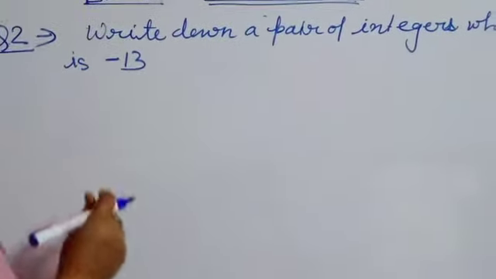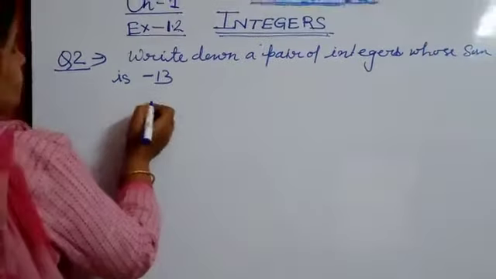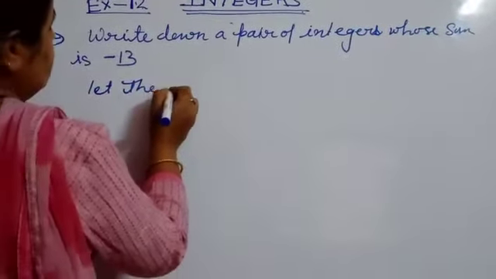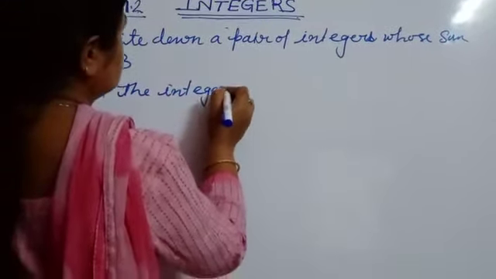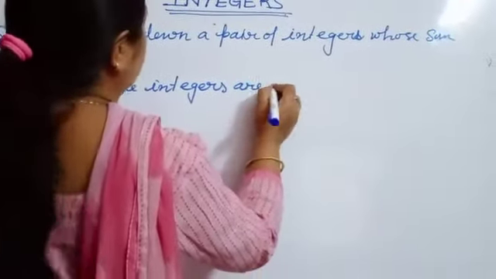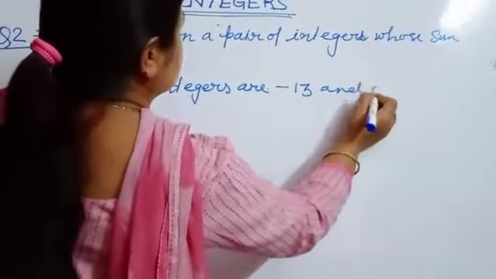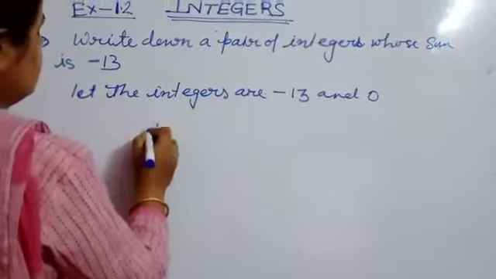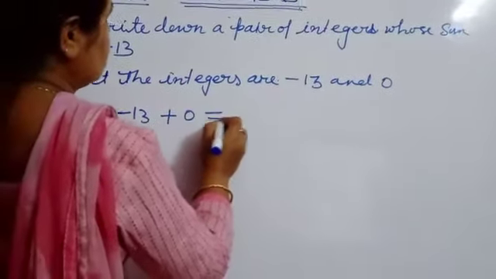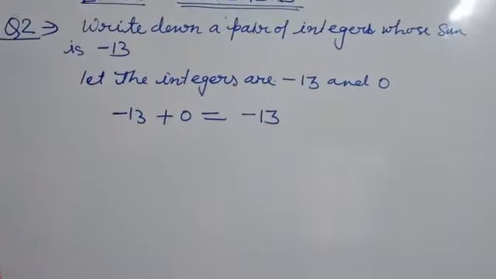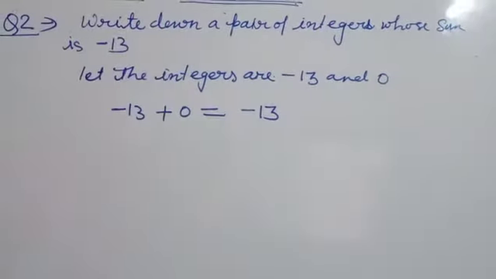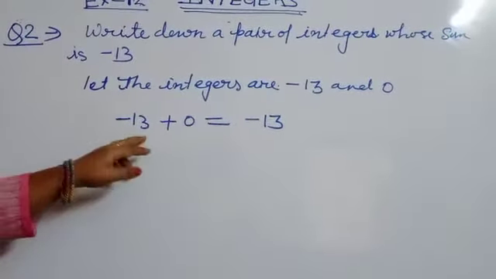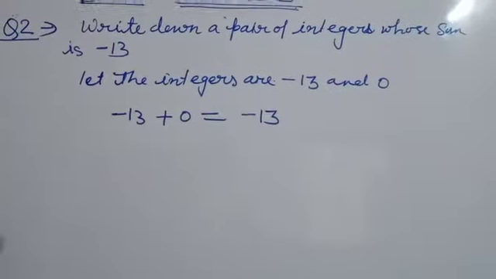See that, if I take two integers, let the integers be minus 13 and 0. Okay, then what he is saying is that whose sum, minus 13 plus 0, what result will come? Minus 13. It may be one answer, and many other answers can be for this question. Not only minus 13 plus 0, you can think of many other answers also.